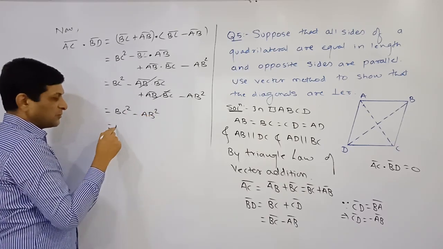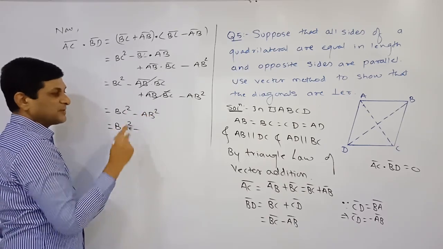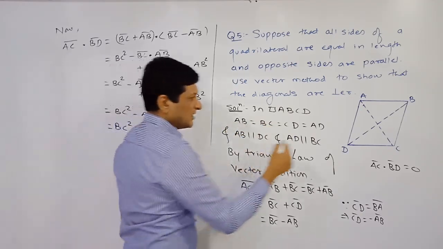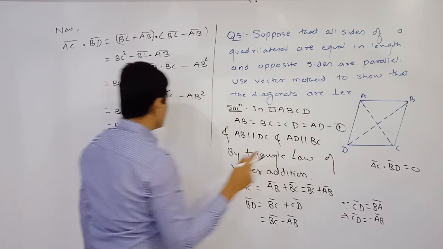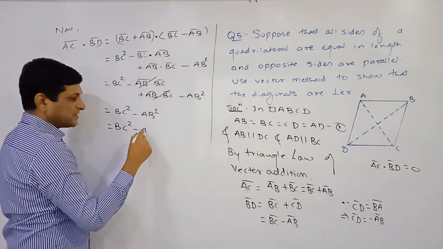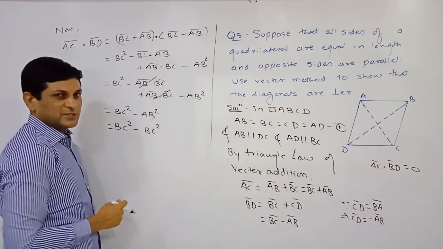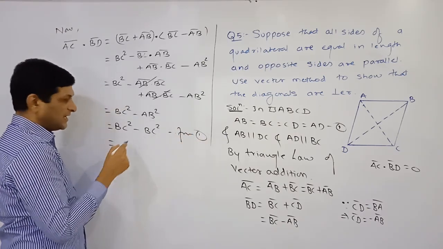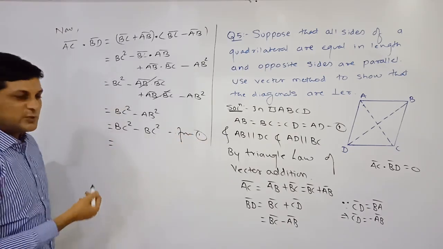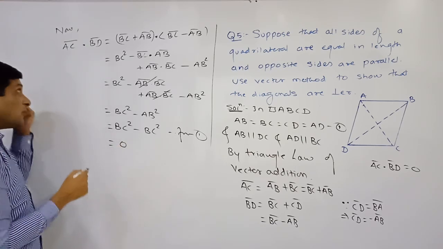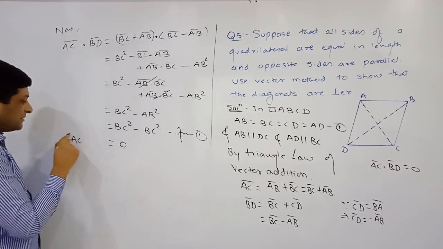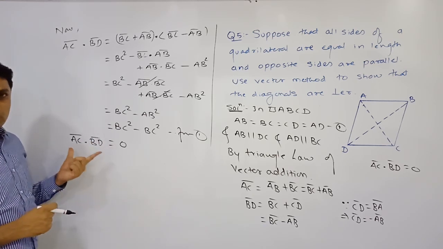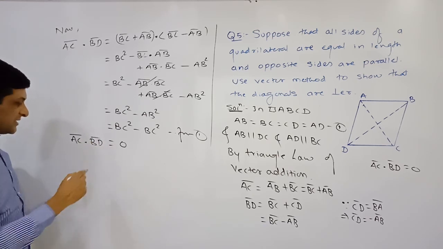So which is equal to, keep this first term BC square as it is. AB can be replaced by what? BC. Better we denote it by equation number first. So we are replacing this AB by BC. It is given to us that all the sides of this quadrilateral are equal. This value we are substituting from equation number first. And then subtraction of two same terms will be equal to 0. Now what result have we got here? AC bar dot BD bar will be equal to 0. Means we have shown that the dot product of these two vectors is equal to 0.